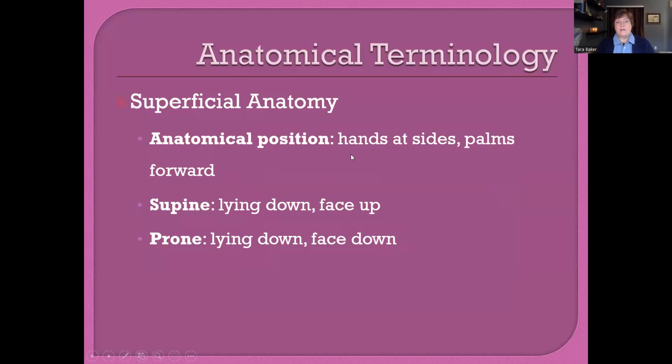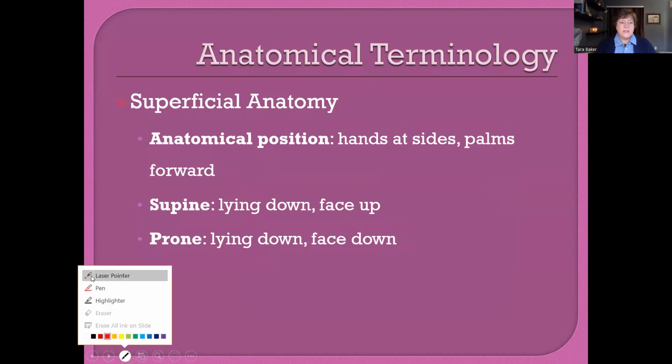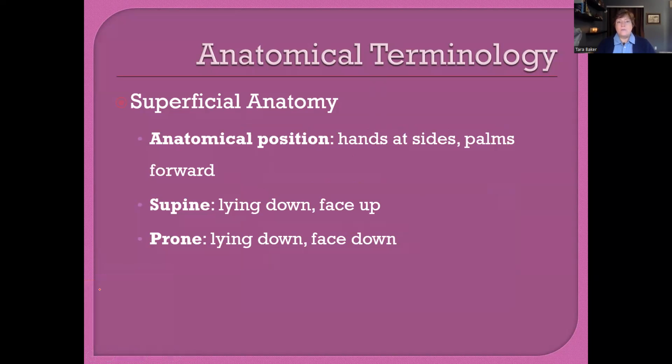So, anatomical terminology. This just sets you up for learning about when you're talking about a body part, where is it? Okay, so we really have to understand how this works. First of all, we need to know what is the anatomical position when we are talking about different body parts. When you are working with a model, when you're working with a person, when you're looking at a slide even, you need to know what is the anatomical position. When we say that word, what we're talking about is how the body is set. So anatomical position is hands at the sides, palms forward.